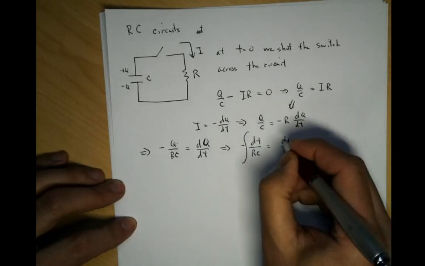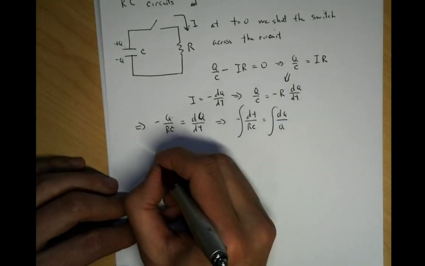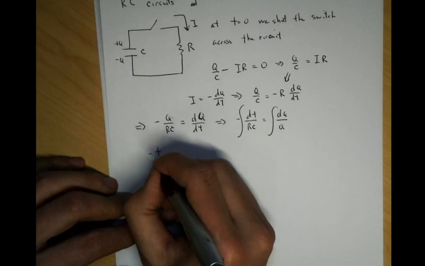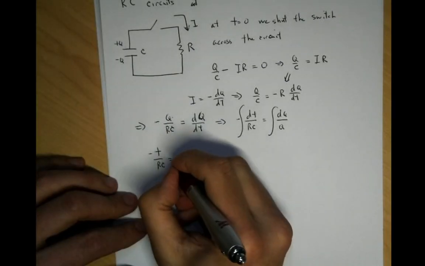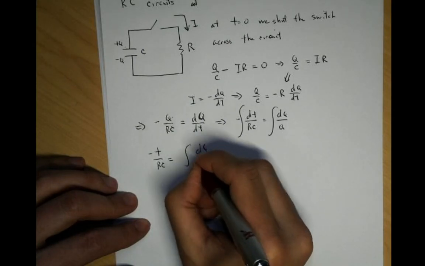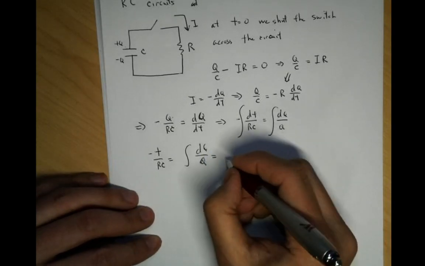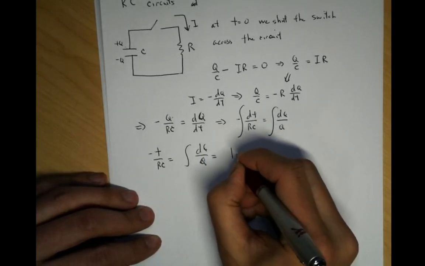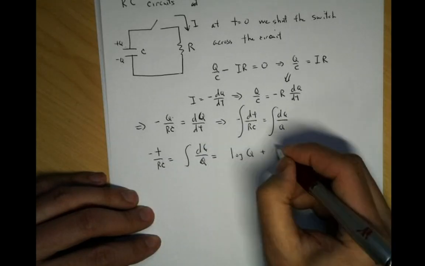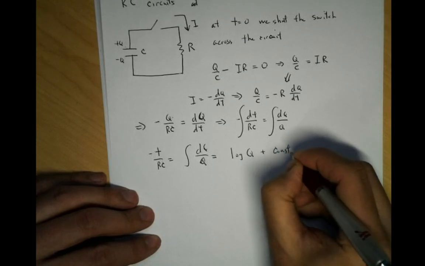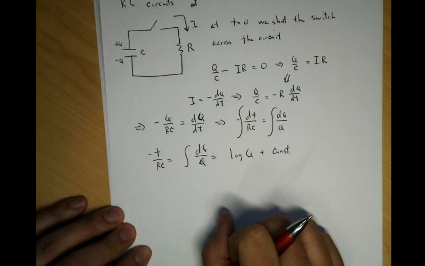So now you just integrate everything, okay? And so the integral of this one is just minus t over RC, and this is the integral of dQ over Q. Well, I know what that is. That's just the logarithm of Q. So this is equal to the logarithm of Q. Now, there's a constant here and a constant there, so we just group them as one constant. I don't know yet what the constant is, but we'll figure it out later, right?